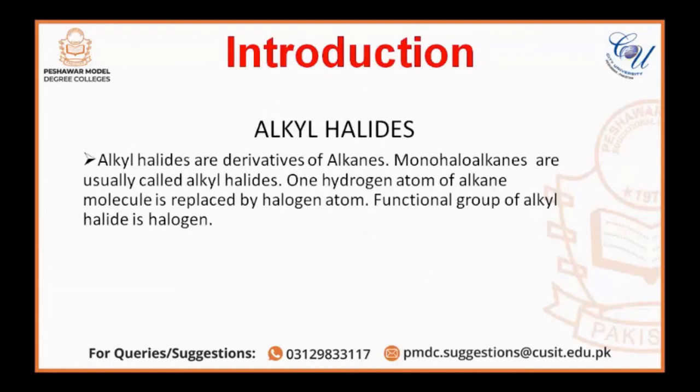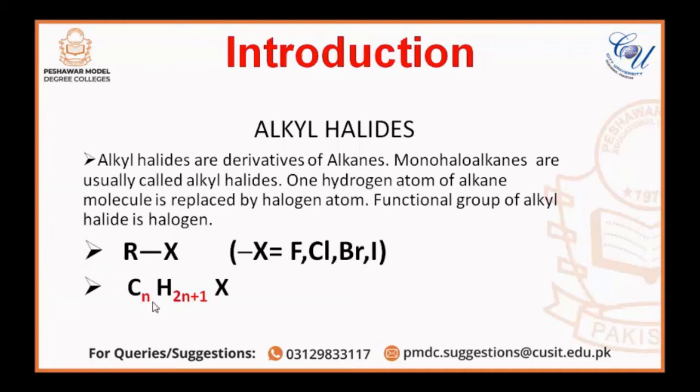Alkyl halides are derivatives of alkanes. Monohaloalkanes are usually called alkyl halides. One hydrogen atom of an alkane molecule is replaced by a halogen atom. The functional group of alkyl halide is halogen. It is represented by RX. R represents the alkyl group and X represents halogens. Halogen may be fluorine, chlorine, bromine and iodine. The general formula is CnH2n+1X, where n represents the carbon number and X represents halogens.